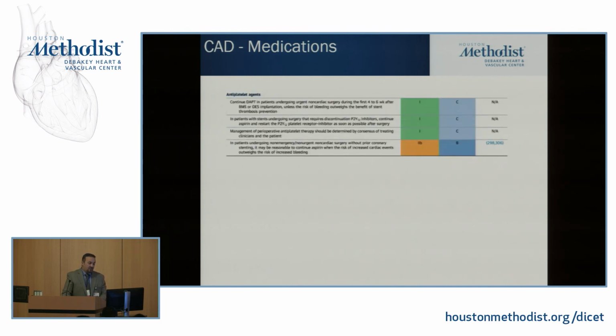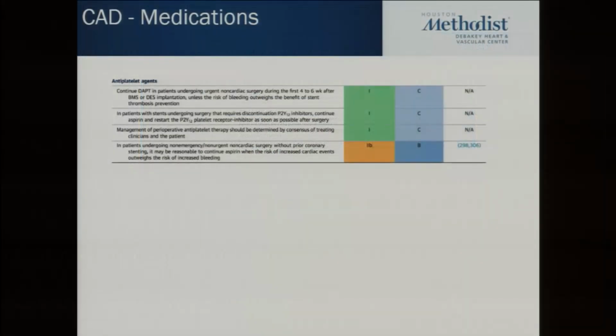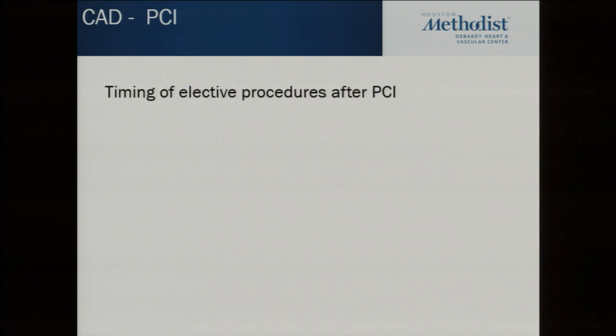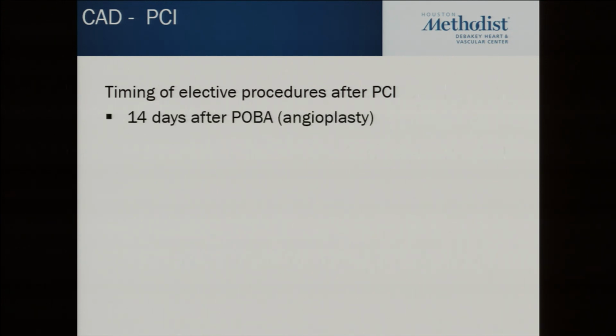The other question that we always get asked is regarding antiplatelet therapy. There has been a little bit of a shift in regards to the newer generation stents that we have available to us right now. What I'm going to show you momentarily is the timing of elective procedures after PCI. So for a simple angioplasty, you want to wait at least 14 days.